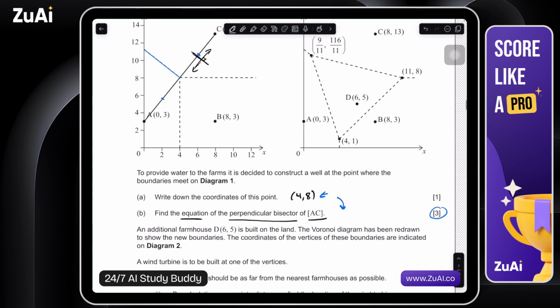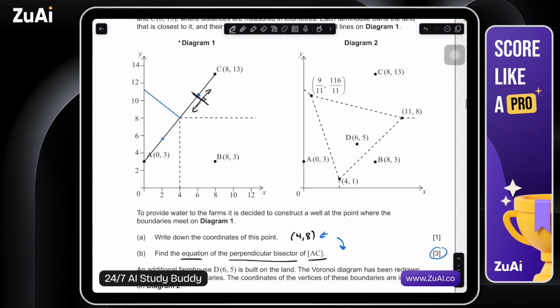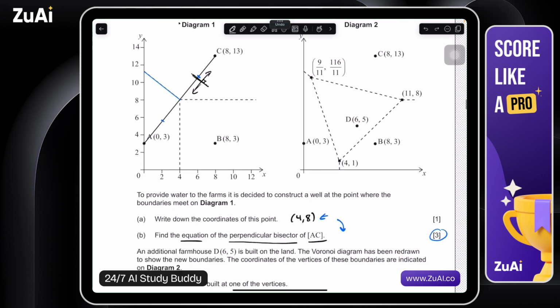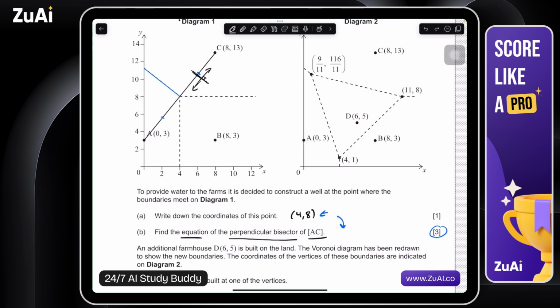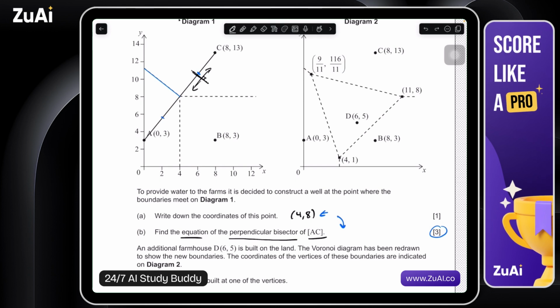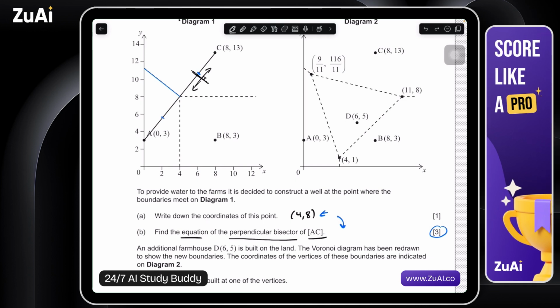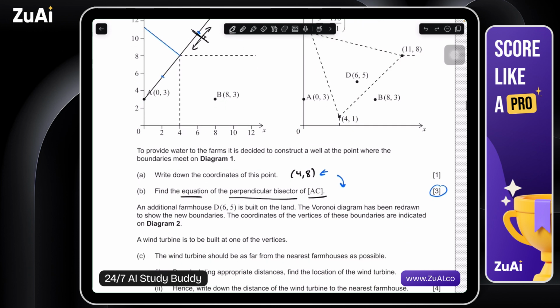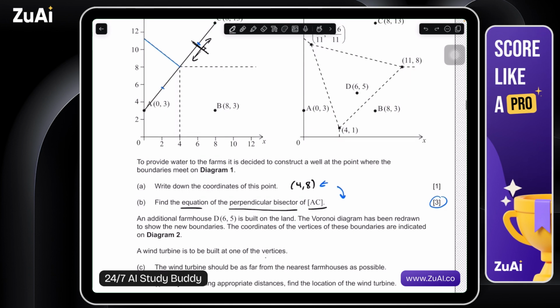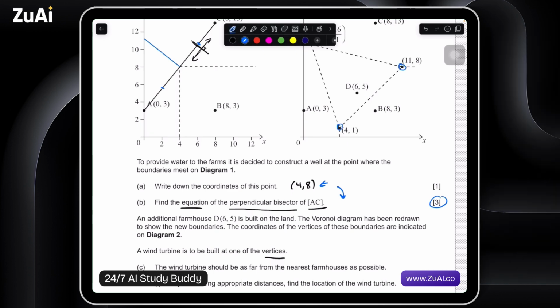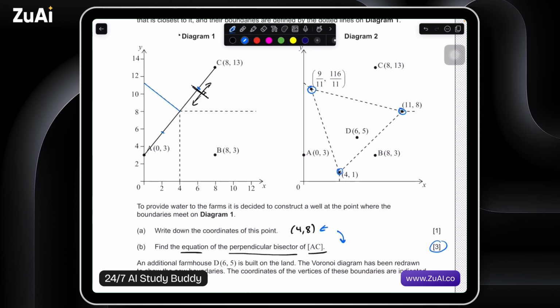An additional farmhouse D at point 6, 5, so now we're in diagram 2. An additional farmhouse D at point 6, 5 is built on the land. The Voronoi diagram has been redrawn to show the new boundaries. The coordinates of the vertices of these boundaries are indicated on diagram 2. A wind turbine is to be built at one of the vertices. The vertices are the corner points, the points where the boundary lines meet.